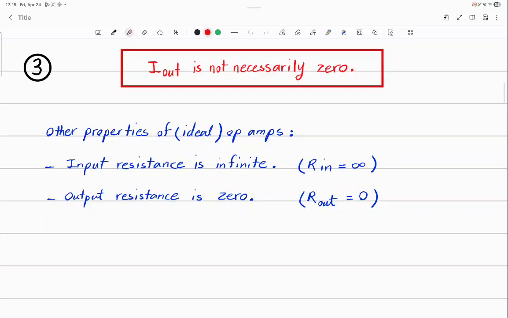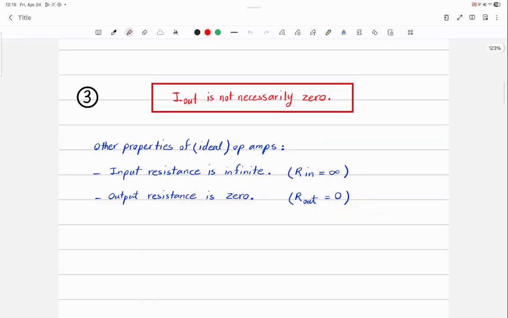I already talked about the input resistance being infinite and the output resistance being 0. And remember, these equations can be part of your conceptual questions on exam 3. Okay, we're done with the op amp concept. Now we're going to do some examples.